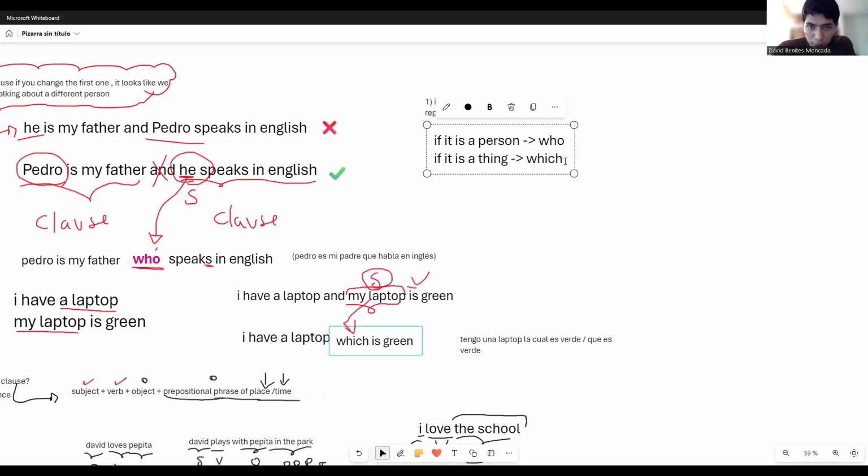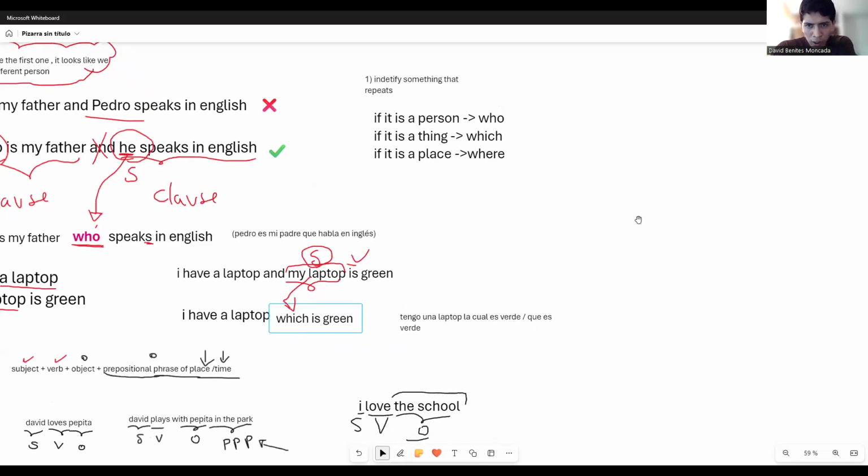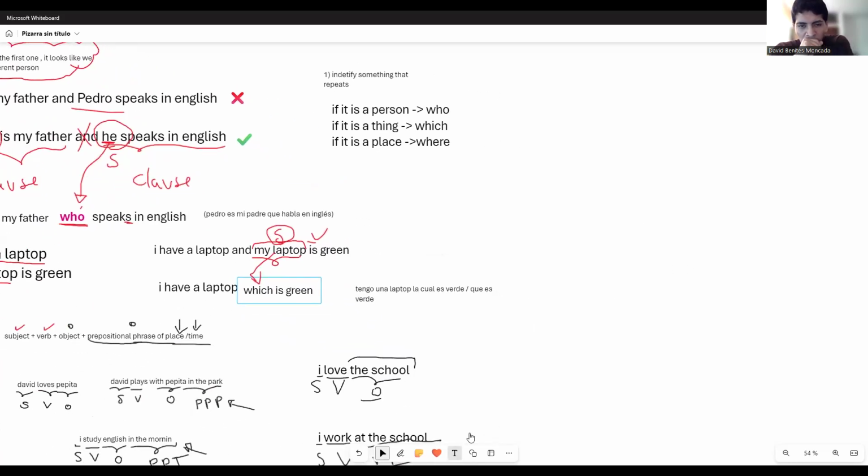Now, focus on this part. If it is a place, you use where. But focus on this part. It's a common mistake. Look at this. I work in a school. I love that school.